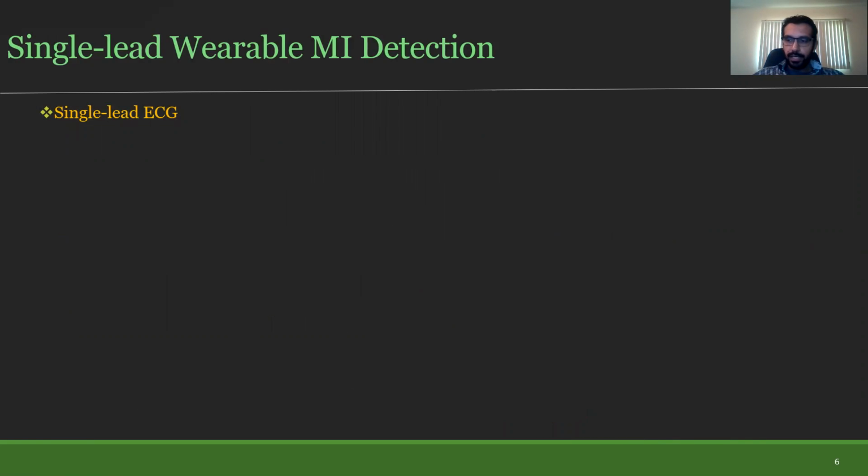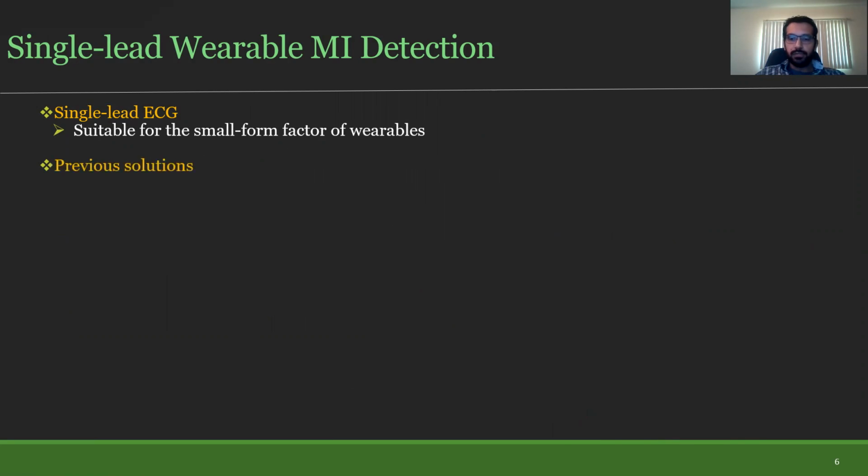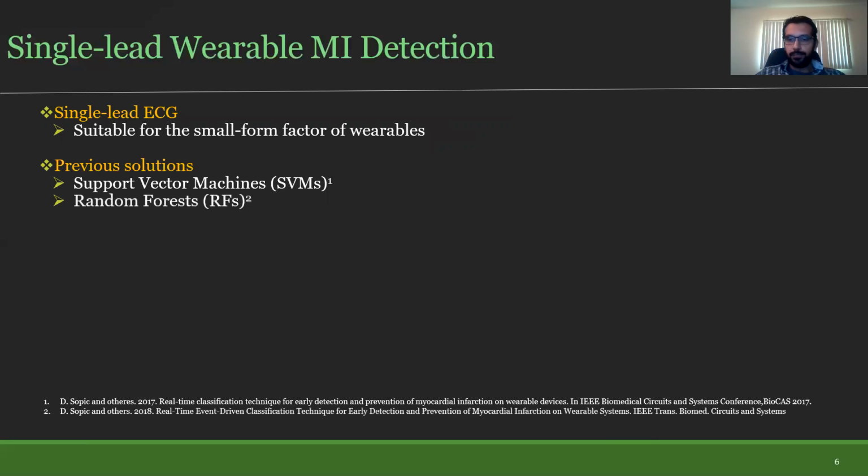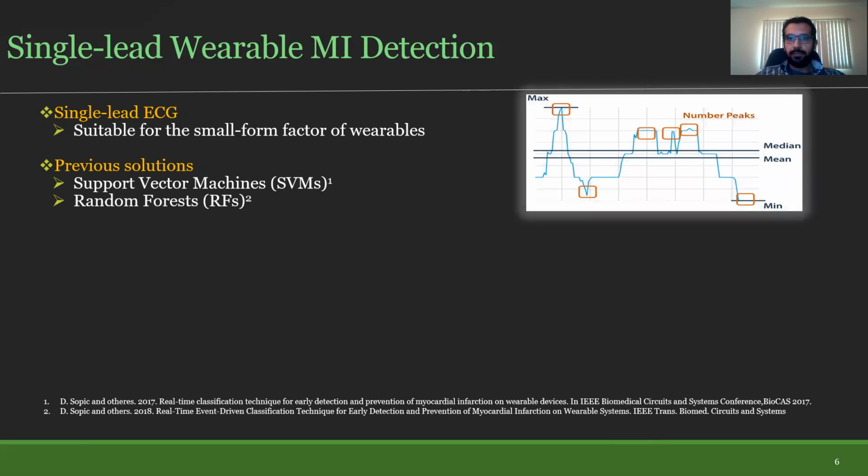So ECG can be achieved through multiple leads. However, there are also single-lead solutions, which are mostly incorporated in the wearable devices because they suit the small form factor of the wearable devices. Previous solutions that incorporated a single lead included support vector machine and random forest, and both required a feature extraction process in order to detect whether the patient has MI or not. However, such a process was expensive and required a lot of computation, which may not always be suitable for a wearable device.